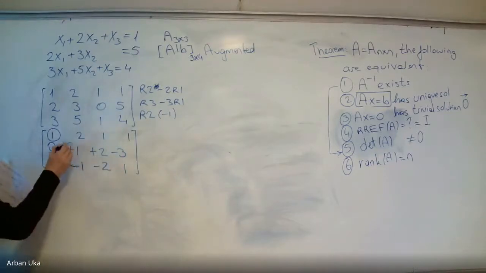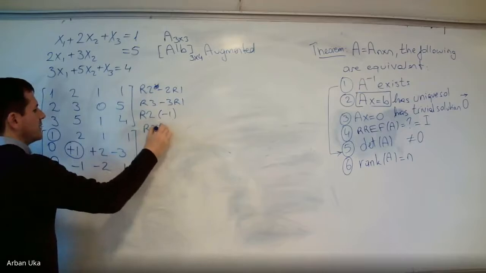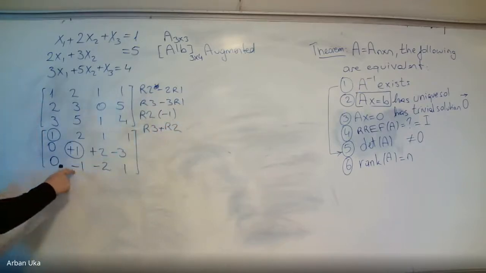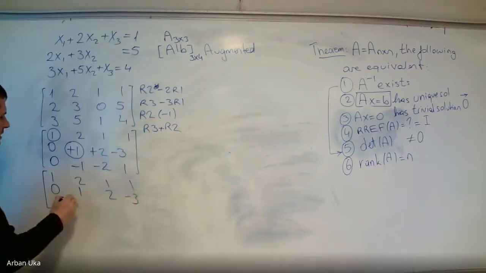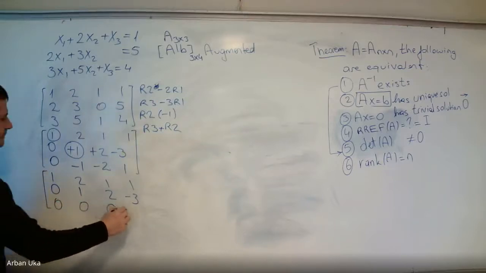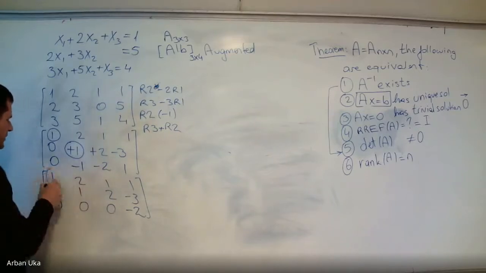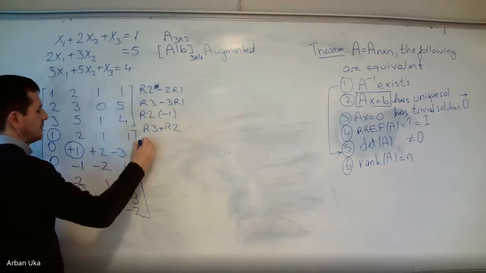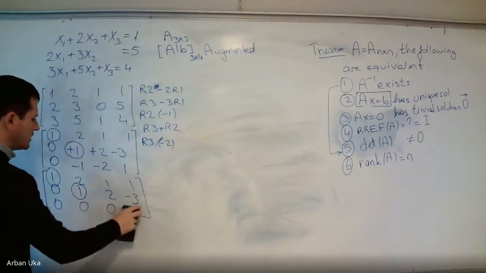What is the next step? This is the other leading 1. Next step, we can say row 3 plus row 2. So if we add these two together, we're getting the following: 1, 2, 1, 1, 0, 1, 2, minus 3. Okay, so this is what we obtain. Now, we can still get a leading 1 here. How can we do that? We can divide by minus 2, and we get 1 here.